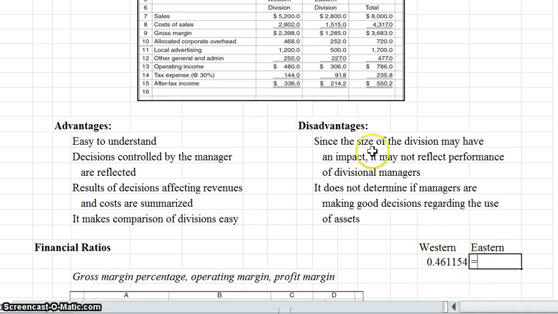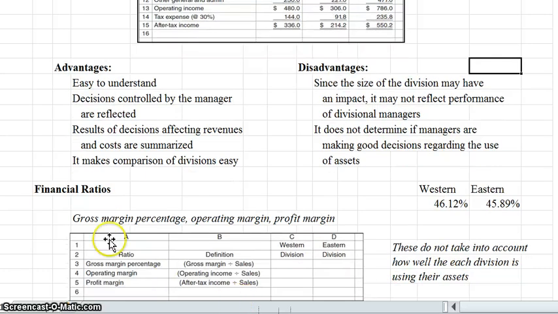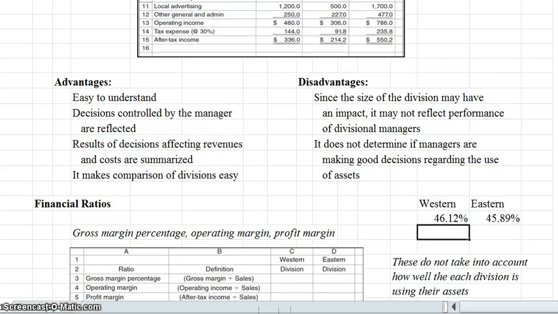Eastern, gross margin divided by sales, 1285 divided by 2800. So if we were focusing on those as percentages, then we would say, okay, well then in this case, the Western Division is doing better. So let's see how it relates to the operating income divided by sales. So let's take a look at our operating margin for each one.